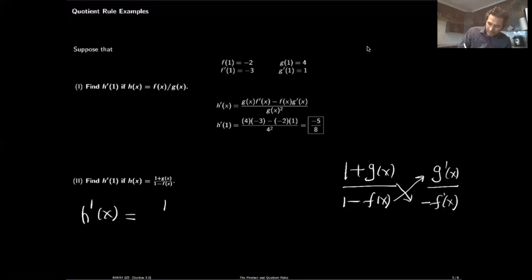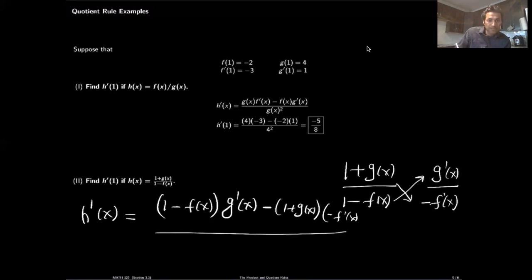It will be 1 minus f of x, which is the low function, multiplied by the high function's derivative g prime of x. And then minus the high function, 1 plus g(x), times the derivative of the low function, f prime of x. And the whole thing is divided by the low function, 1 minus f of x, squared.